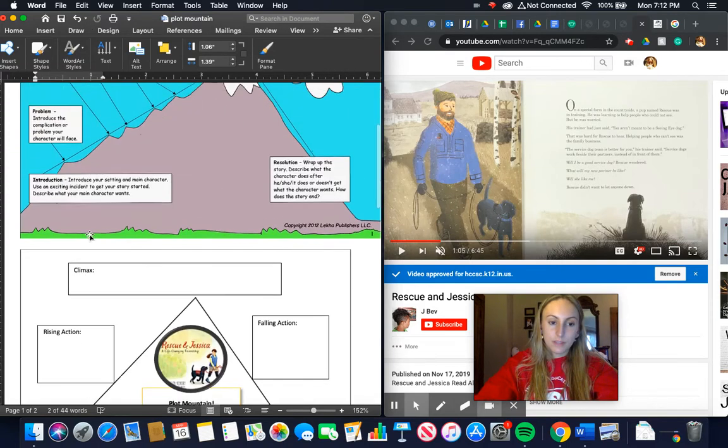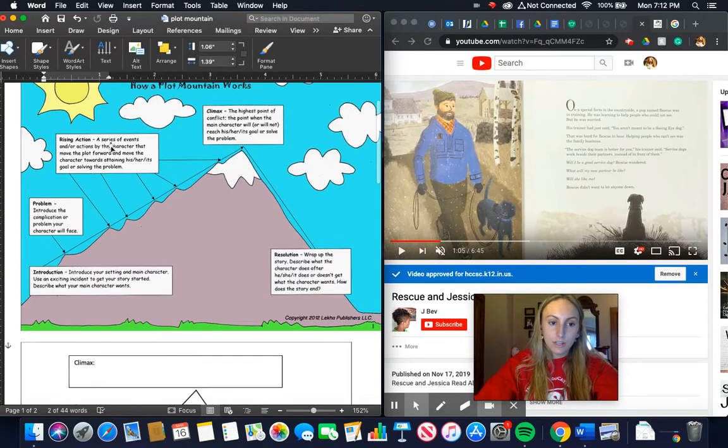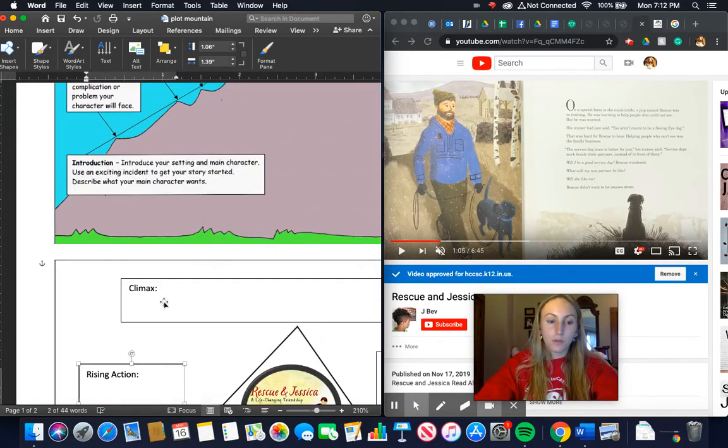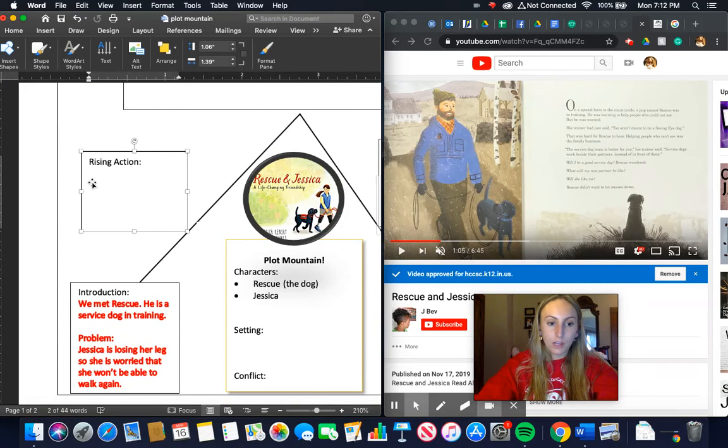Let's see what this rising action is. Remember, the rising action is a series of events or actions by the character that move the plot forward and move the character towards solving their problem. Okay, so how are we getting them closer to solving their problem?